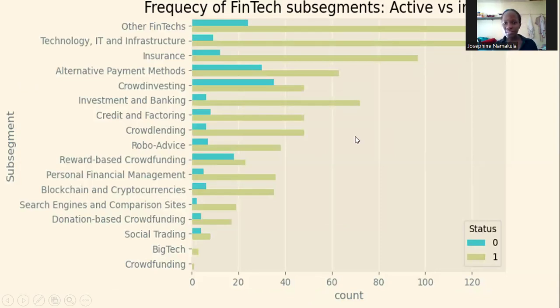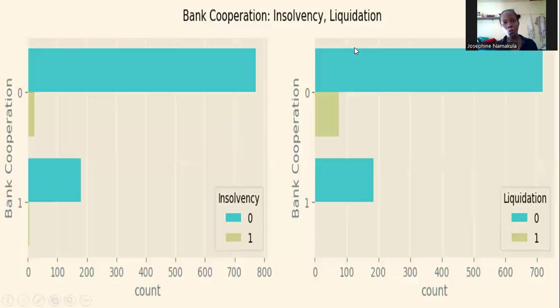You can see their statuses. In their statuses, the blue ones are 0 and the green ones are 1. So when I move to the next slide, I find bank cooperation with bank cooperation.